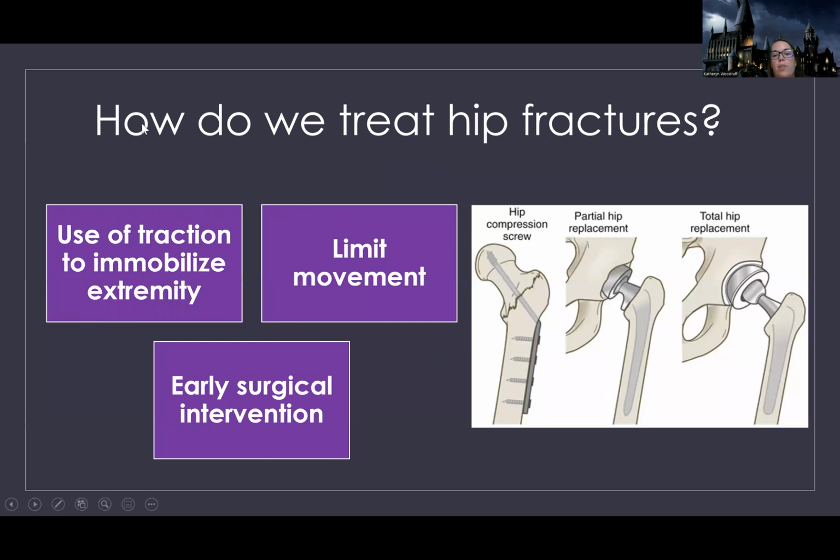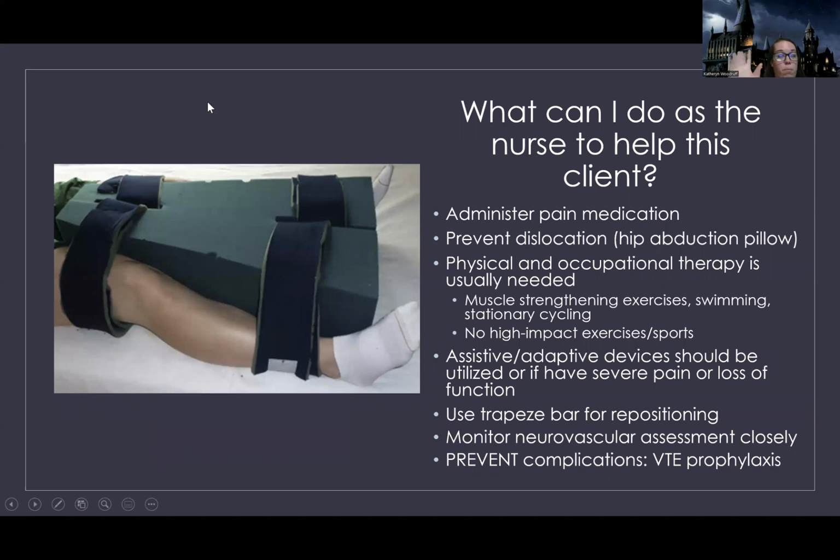With these patients, we usually, like I said, they're more common, we're going to use traction to immobilize them. We really want to limit their movement until it is officially reduced, and do early surgical intervention. You can see this ball socket, they can do different procedures. There's a partial hip, total hip, or hip compression screw that can be done. Those are just a few. There's many, many more, I'm sure.